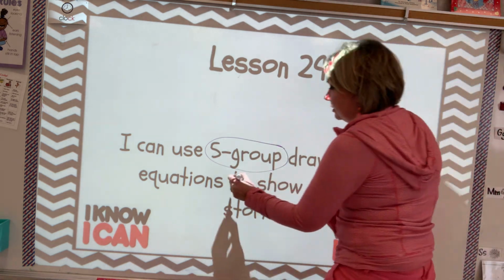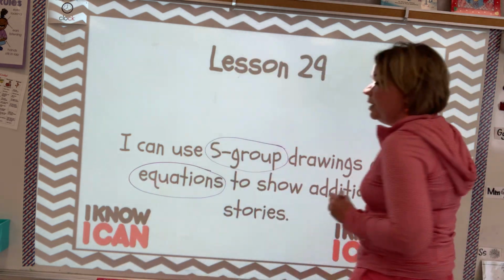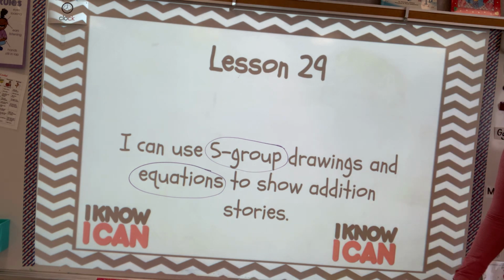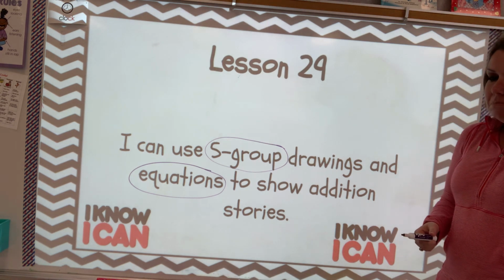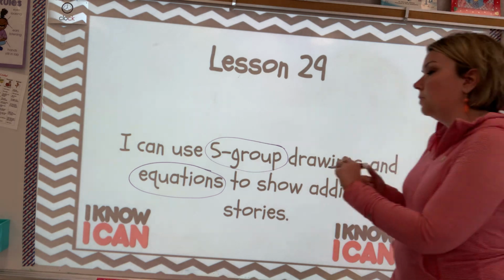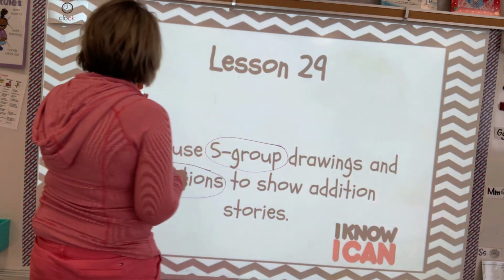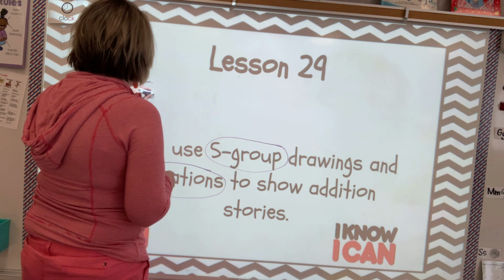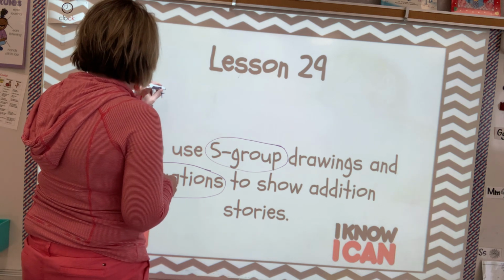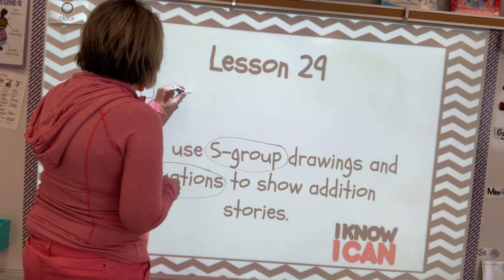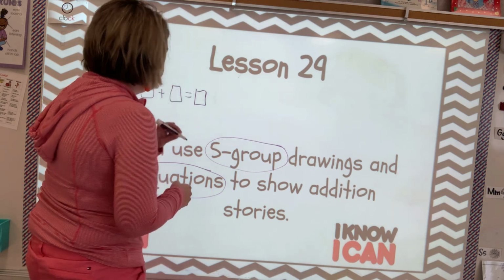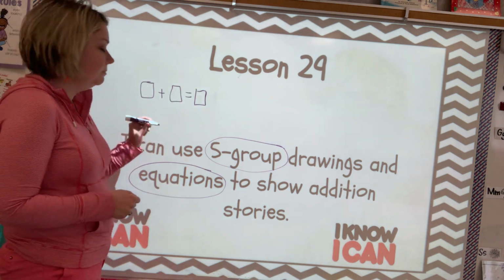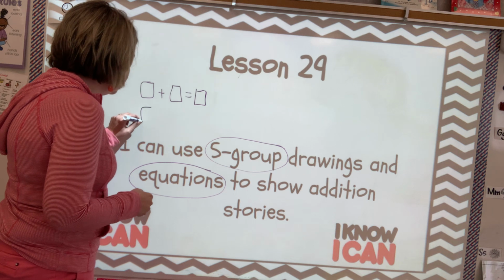And here's another word, equations. An equation is a number sentence. That's the fancy Nancy word for number sentence. But there's lots of different equations. This is an equation, mystery box plus mystery box equals mystery box. That's an equation. Here's another equation.